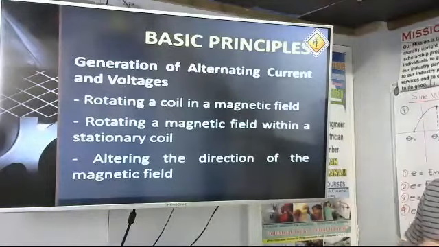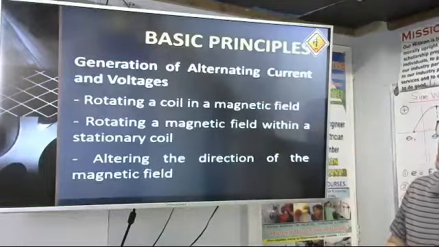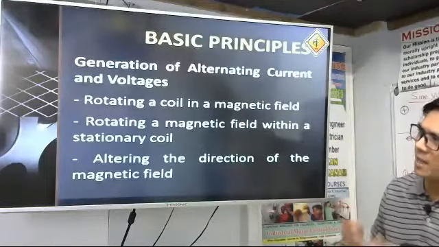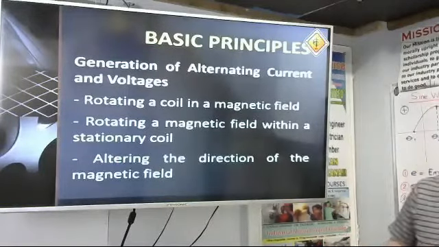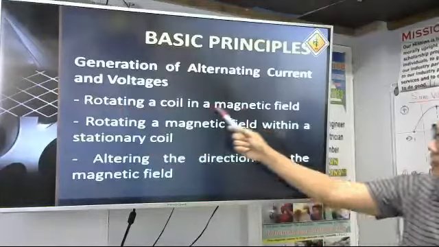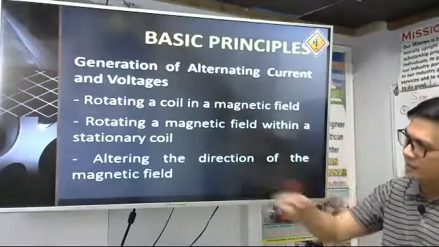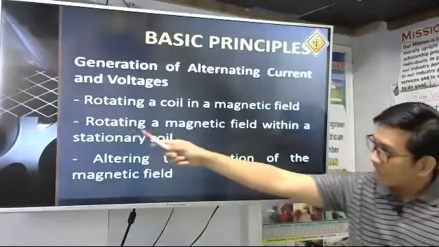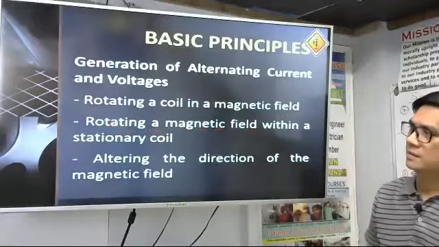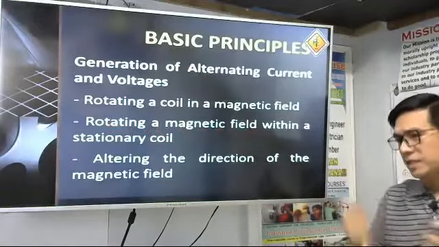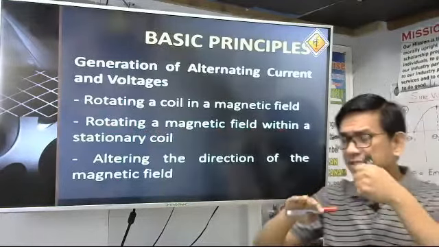Generation of alternating current and voltages. How does AC voltage get produced? We have a coil rotating in a magnetic field. That's one. Then we have a magnetic field rotating within a stationary coil. Just like in our generator, wherein we have a rotating coil and a stationary field.